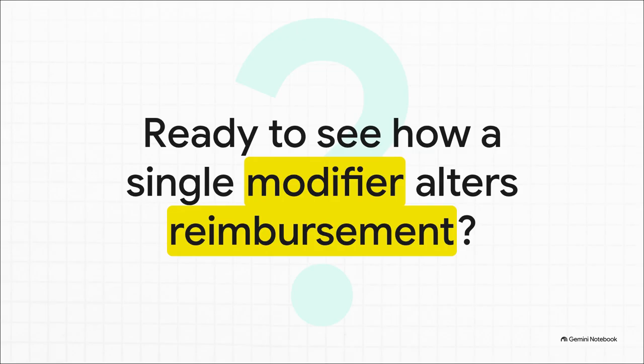So I want to leave you with this. Is your modifier usage truly compliant across both settings, or are you accidentally leaving revenue on the table while exposing your practice to a massive audit?